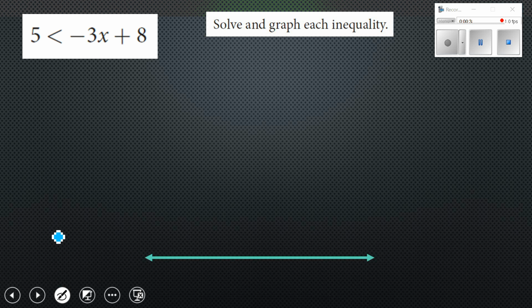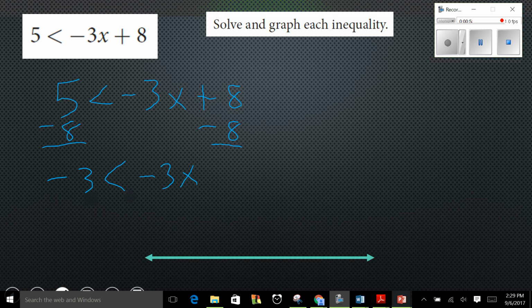Okay, so first example here, we're just going to solve it like we've been solving equations. So we're going to be subtracting 8 from both sides in this equation. So subtract 8 to get x isolated. Okay, so we'll show our work here. We got negative 3x is greater than negative 3. We'll rewrite the inequality here.